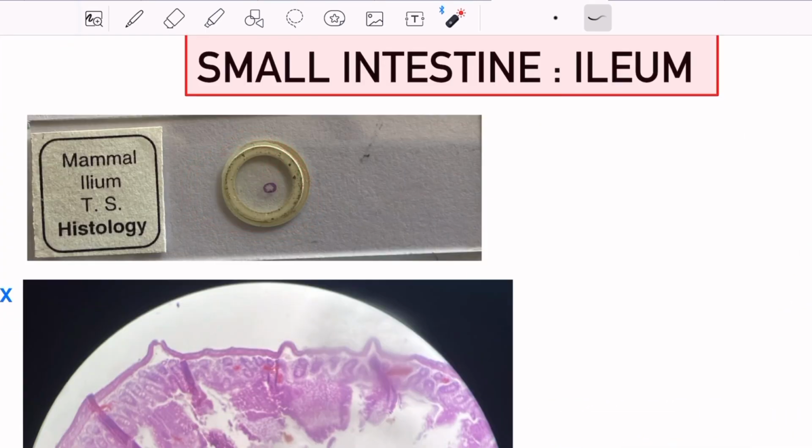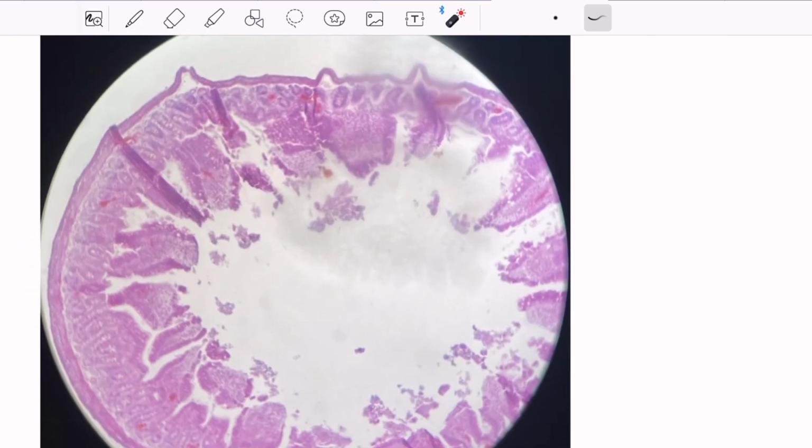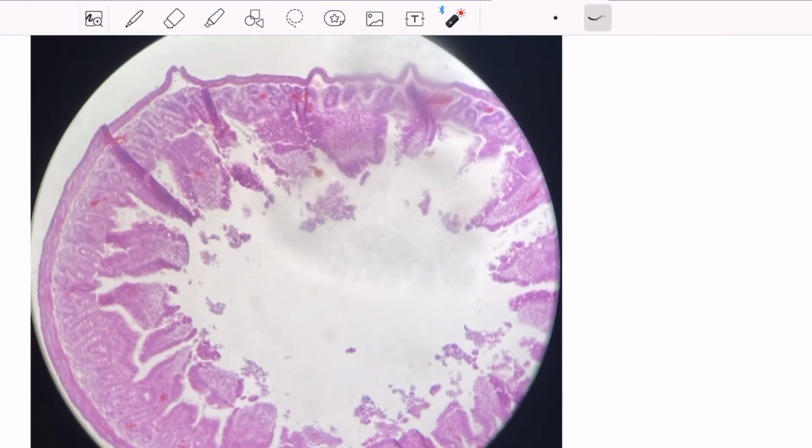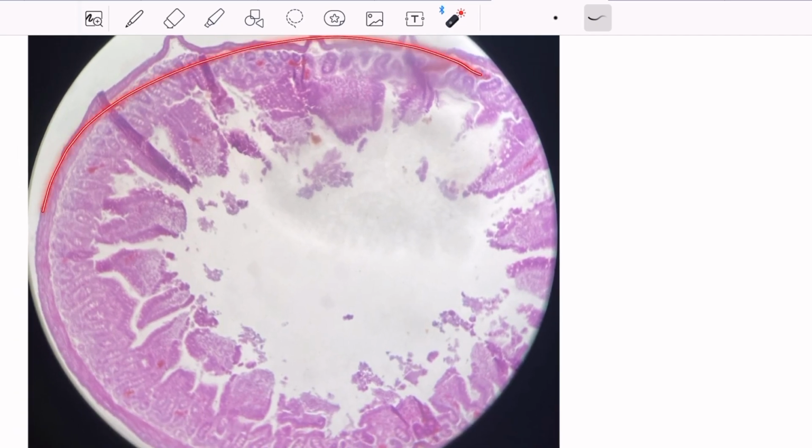If you look here, this is the slide of mammalian ileum. This is not of human ileum obviously because it has a very small diameter. As we can see, almost more than half the circumference. Here you can see the presence of Peyer's patches and the number of villi is less.